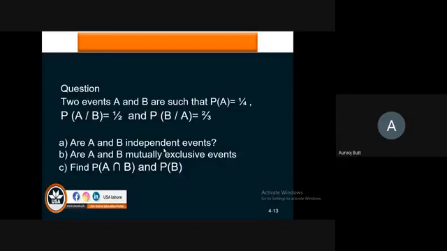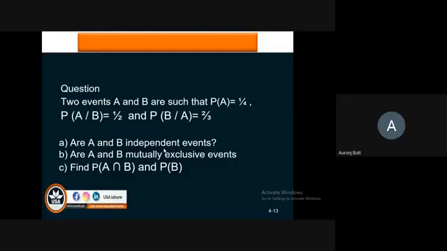Okay. So coming towards the next question, two events A and B are such that probability of an event A is equal to 1 by 4, probability of an event A given B is equal to 1 by 2, and probability B given A is equal to 2 by 3. Are A and B independent events?